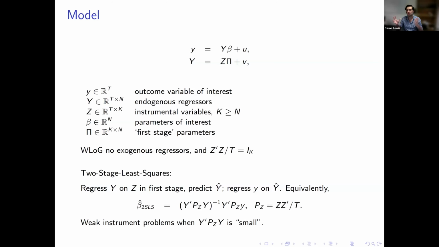So what is the weak instruments problem? Well, it essentially arises when that set of projections you see in the denominator is small in some sense. What this paper is about is what does it mean for this denominator to be small, and how do we assess whether this denominator is small enough to cause problems in practice.